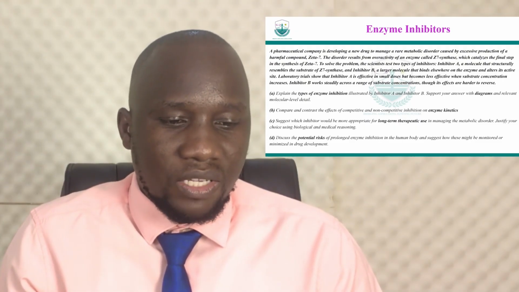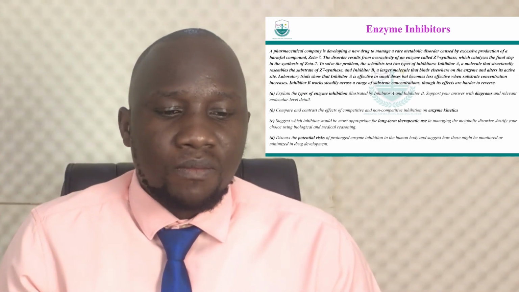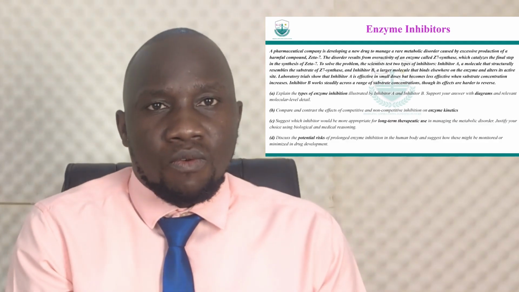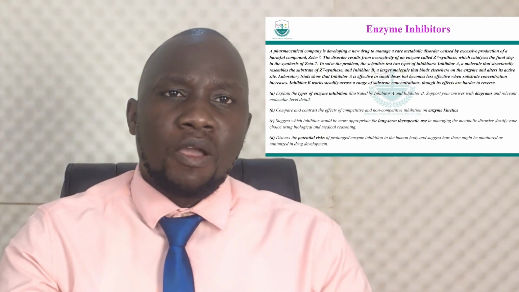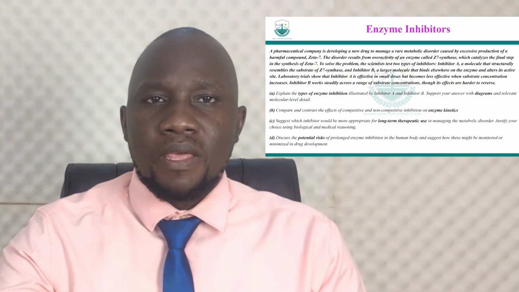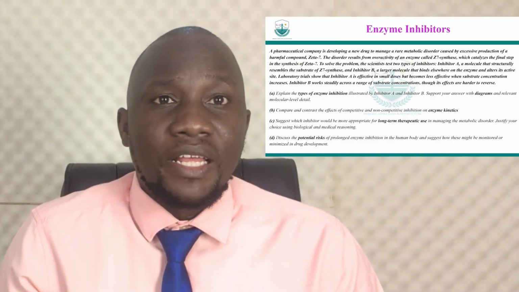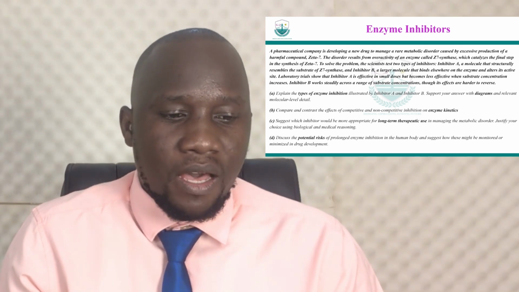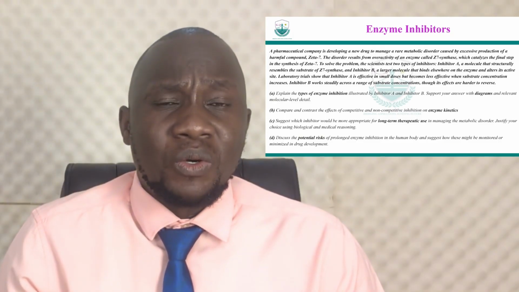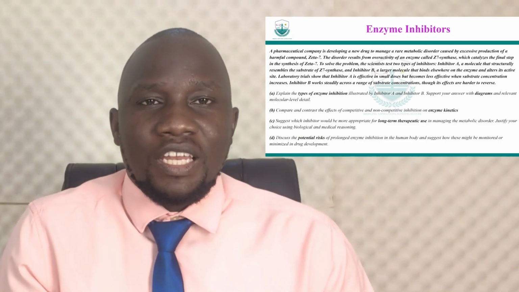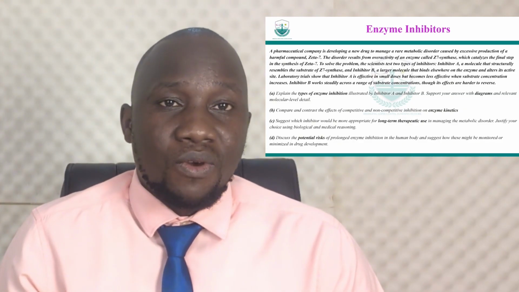And then lastly, can you suggest which inhibitor would be appropriate for long-term therapeutic use? That is, using this to treat people who have these illnesses over an extended period of time, especially this chronic metabolic disorder. Can you justify your choice using biological and medical reasoning? Which of the two inhibitors can you use to treat this long-term condition? Is it A, is it B, and why?